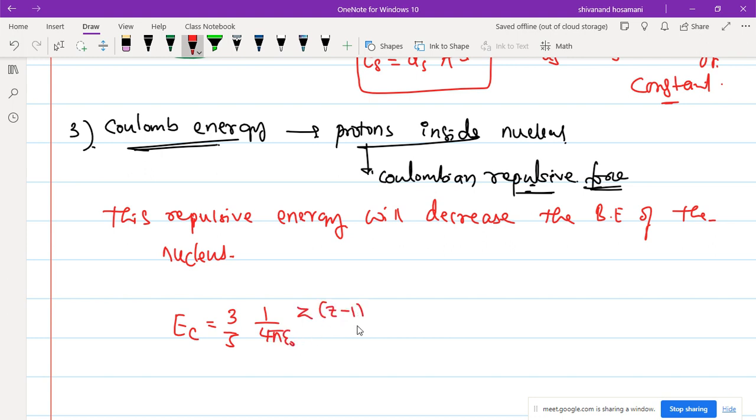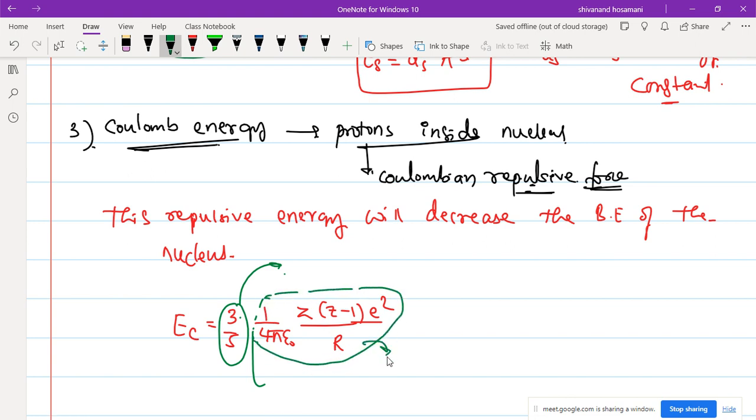Do you know where we get this 3 by 5 term? This 3 by 5 term comes from the quadrupole moment of these protons. You don't need the calculation part, just the energy terms added together. If you look at this part, it tells about the Coulombian force, the electrostatic energy. The 3 by 5 term is going to define the overall energy.